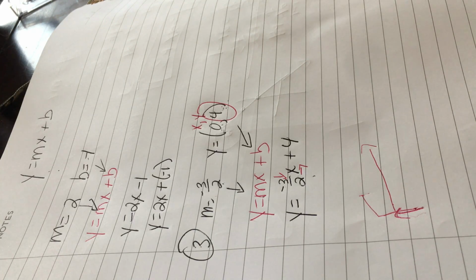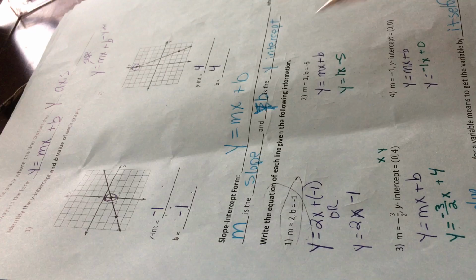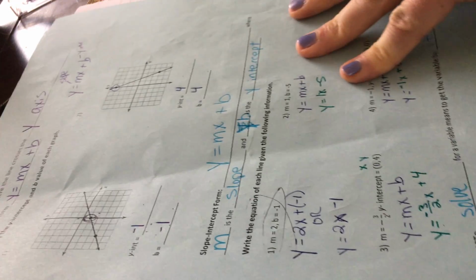I'm not going to go over any other examples on this side because I don't want to take up too much of your time, but if there are some numbers that you're having trouble with, holler at me and we'll do a Google Meet, okay?